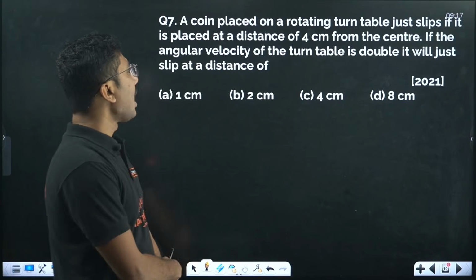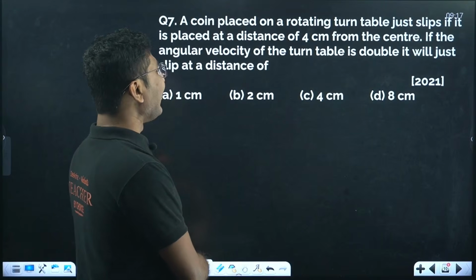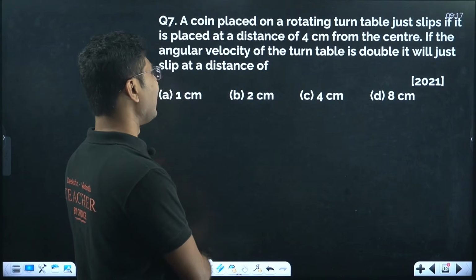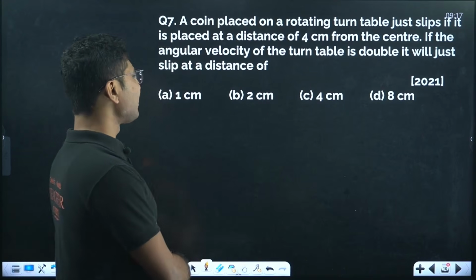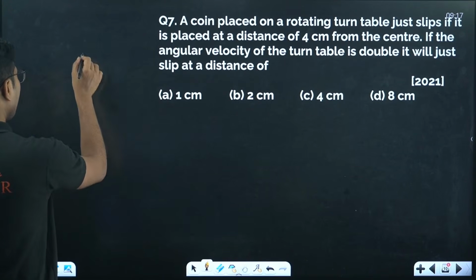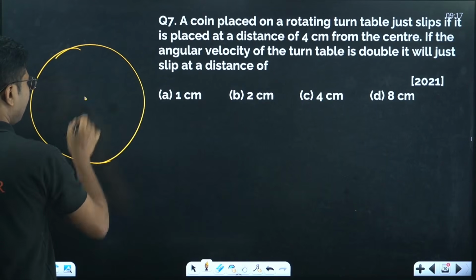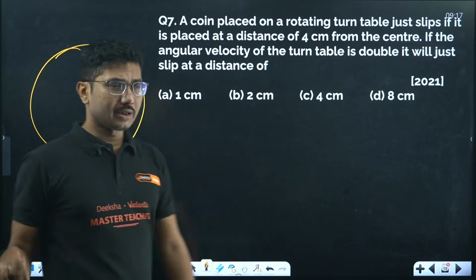Next question: a coin placed on a rotating turntable just slips if it is placed at a distance of 4 cm from the center. If the angular velocity of the turntable is doubled, it will just slip at a distance of. Here again a question based on centripetal force. Here we will use angular speed, not the linear speed.